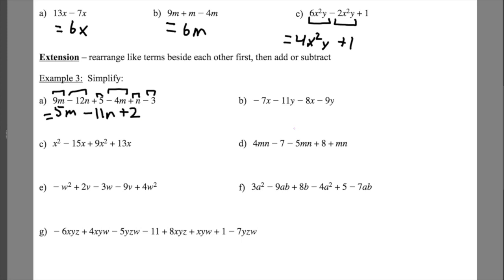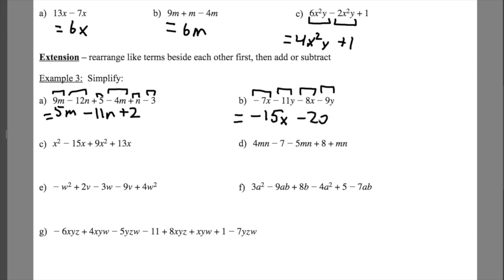For b, we're going to do the same. So again, we're going to take the like terms. So in this case, negative 7x and minus 8x, you get negative 15x. And then we'll do the same thing for the y. So negative 11y, subtract 9y, you're going to get negative 20y.